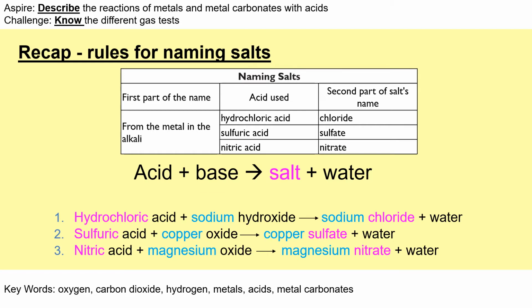The next one is sulfuric acid, so therefore we are going to produce a sulfate salt. So the second word of the salt is sulfate, and we are reacting it with the base copper oxide, and the first word of that base is copper. So the salt produced will be copper sulfate plus water. And then the third example on here is nitric acid. So nitric acid will make us a nitrate salt. And the word magnesium comes from the first word of the base magnesium oxide, so it will give us magnesium nitrate and water.